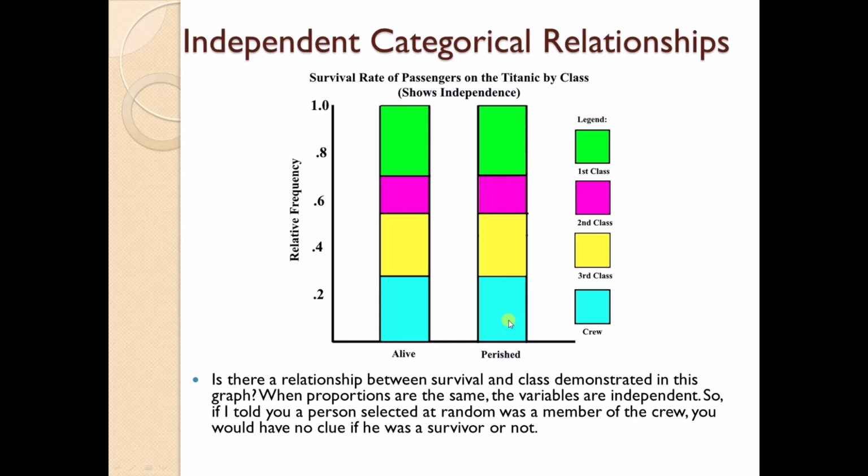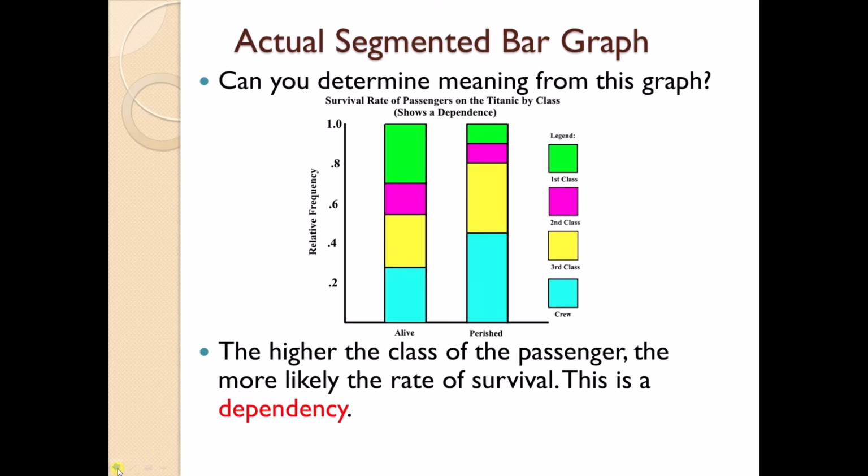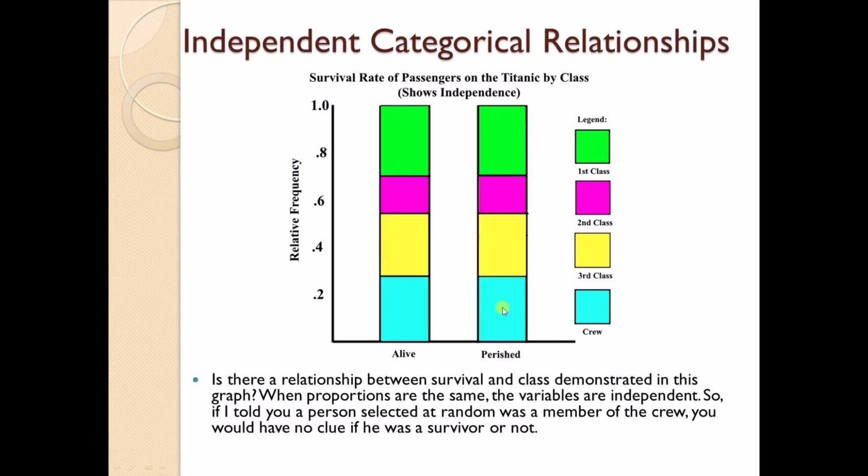So if I just point over and say there's a crew member and they're headed for an iceberg, you could not tell me there's a bigger chance that person would die or a smaller chance that that person would die. If you can't say that, it's independent. If you can say that, like back at this previous one, if I say there's a crew member, you could say there's a good chance that person died because a higher proportion of them did die. But here, they're exactly the same. These are independent. The ones prior were dependent.